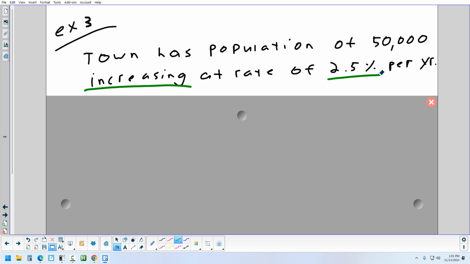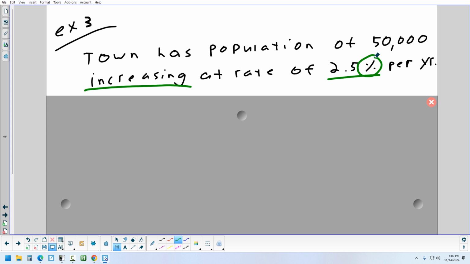If the population of a town was increasing and it said something like the town gets 500 new people every year, that's not exponential. That's just adding 500. In order for something to be exponential, the rate has to be a percentage. It can't just be a fixed amount that you add every year.